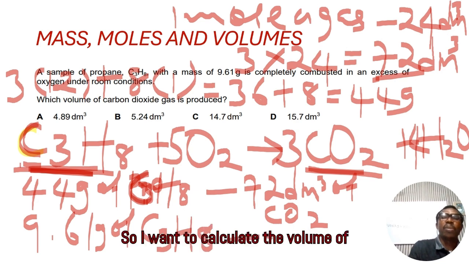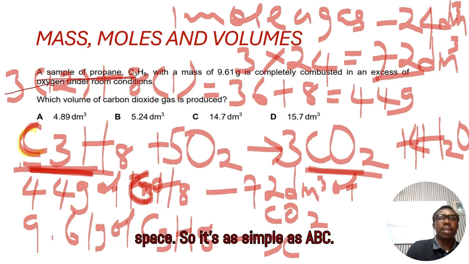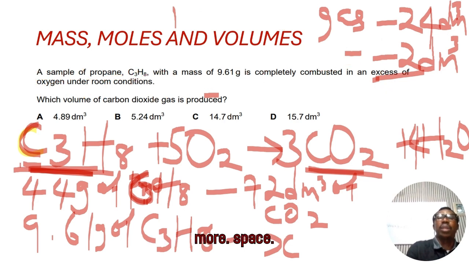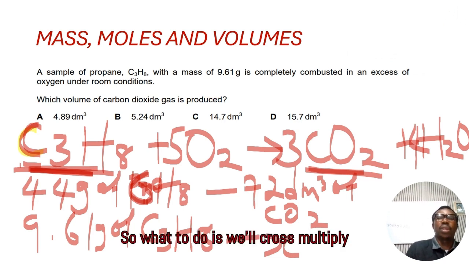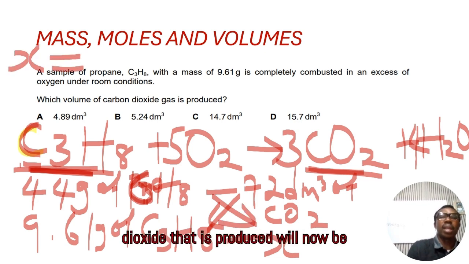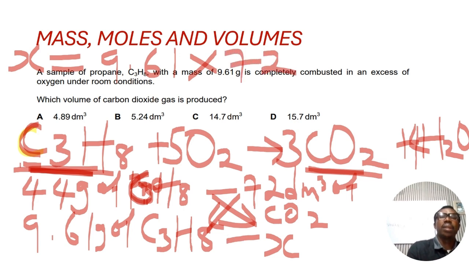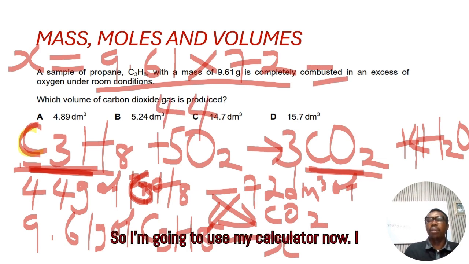So I want to calculate the volume of carbon dioxide gas produced. So I have to erase this so that I will have enough space. So it's as simple as ABC. What to do is we'll cross multiply. X, which is the volume of carbon dioxide gas produced, will now be equal to 9.61 multiplied by 72 divided by 44. So I'm going to use my calculator now.